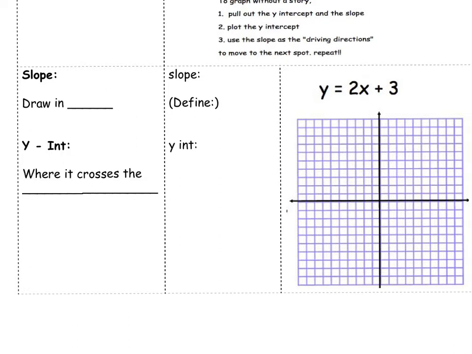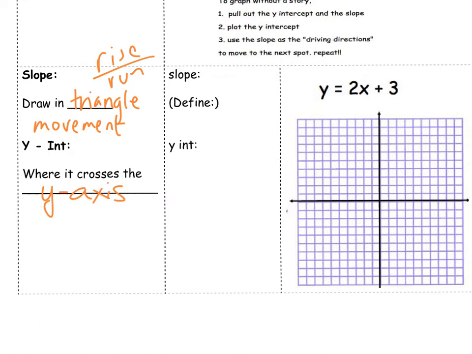First, when we are talking about slope and y-intercept, for slope, we're drawing in those triangle movements. It's that rise over run, remember. And then the y-intercept is where it crosses the y-axis. So we want to keep that in mind while we're graphing. And our steps told us the first thing is to identify my slope and my y-intercept. I know my standard equation is y equals mx plus b.